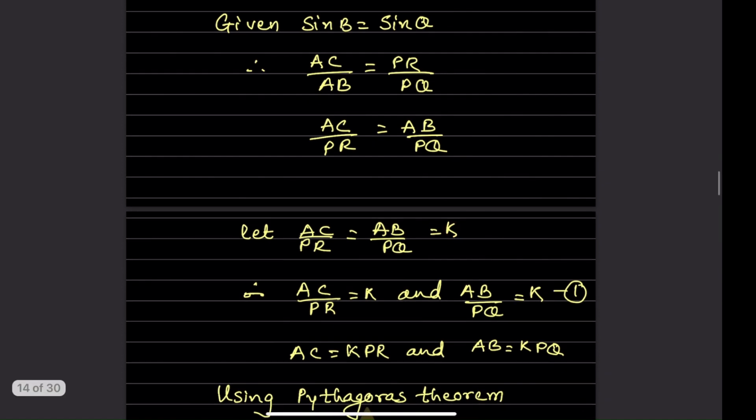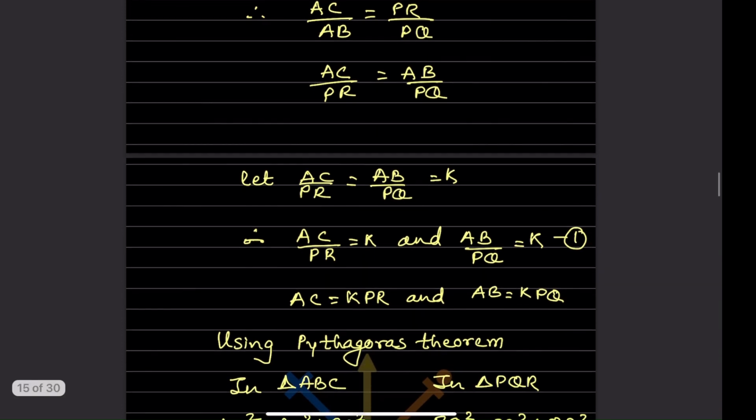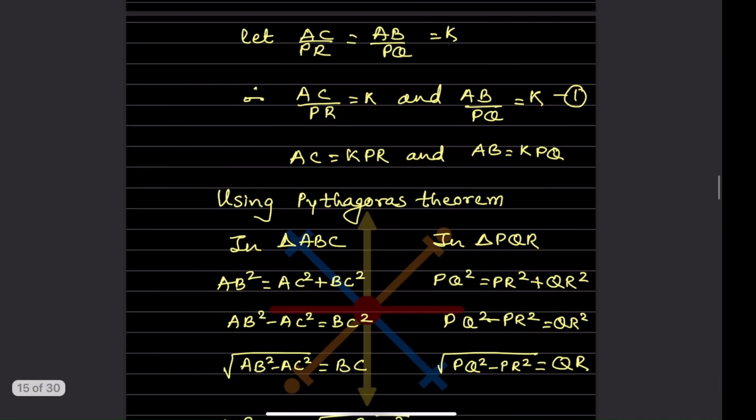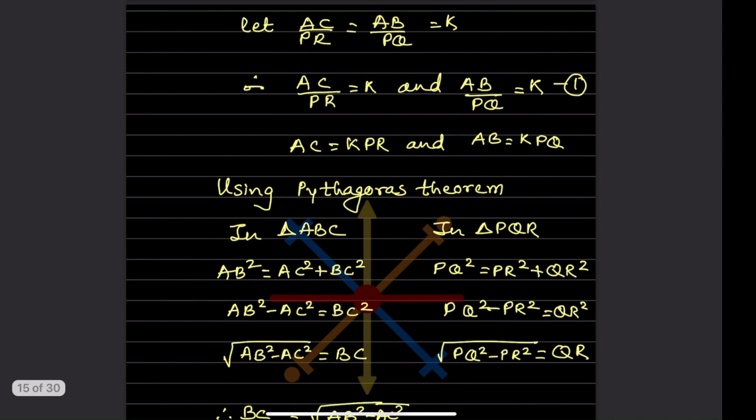So now if we take this and this one, AC by PR will be K. And if you take this and this, AB by PQ is K. Let us consider this as equation number 1. Now when we multiply this one, AC will be K into PR. And when you multiply this one, AB is K into PQ. Now we are going to use the Pythagoras theorem for finding this out.